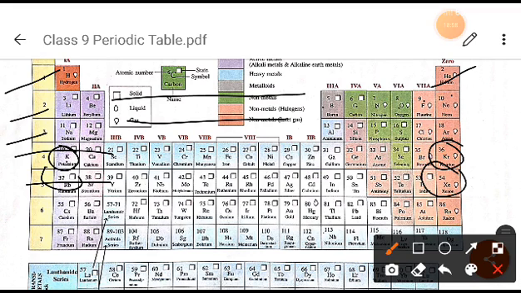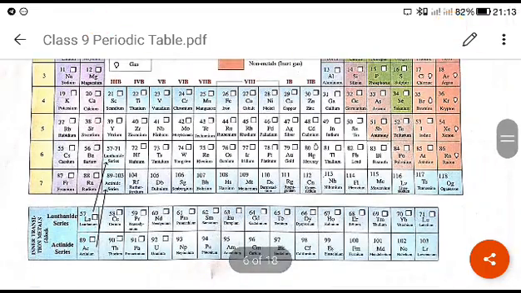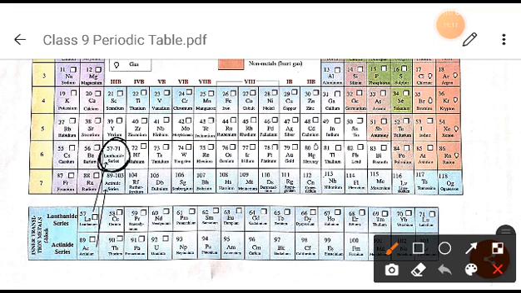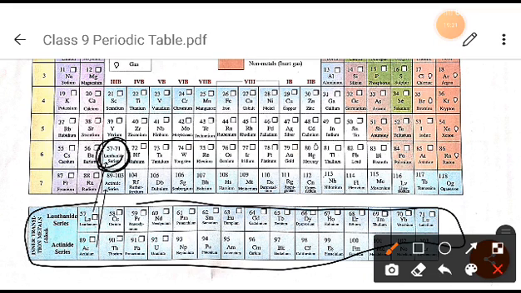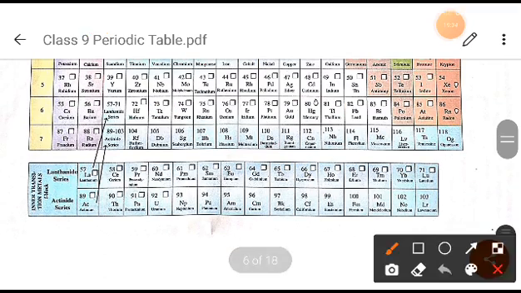After that, the sixth period contains 32 elements, which is from 55 to 86. But here you will see from 57 to 71 it is written separately, right? Why? Because these are called inner transition elements, inner transition metals, which are the lanthanoid and actinoid series. So 57 to 71 you will get here, 57 to 71 here.